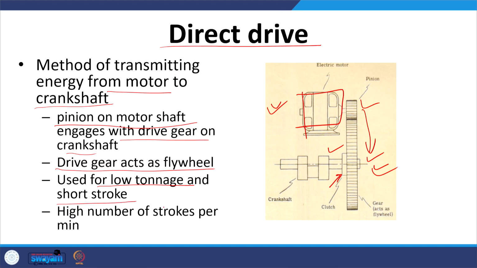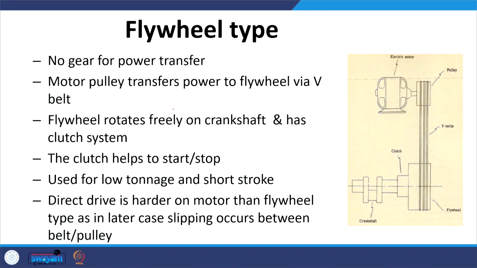But this kind of direct drive arrangement allows a higher number of strokes, like 100 strokes per minute, but the stroke length is limited, tonnage is limited, okay, in case of the direct drive arrangement. Then the flywheel type. In the flywheel type the gear is absent. We can say there is an electric motor and then there is a V belt, a pulley with a V groove arrangement and the flywheel also with a V groove arrangement. So, the V belt is used to deliver the power from the electric motor to the crankshaft. Again there is a clutch system.